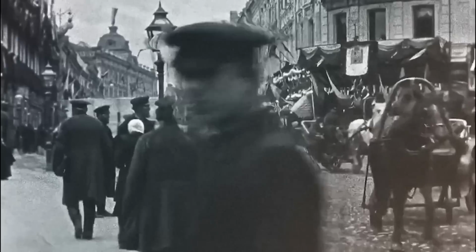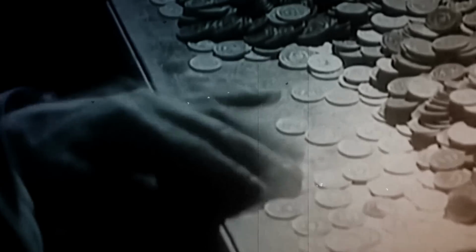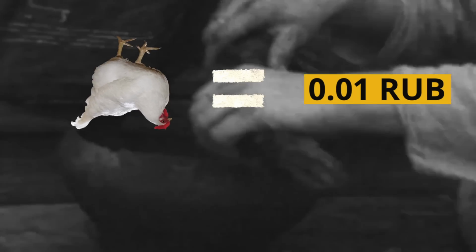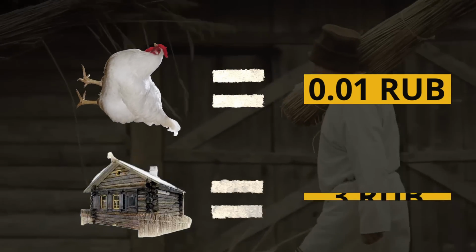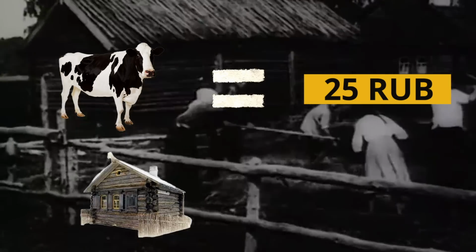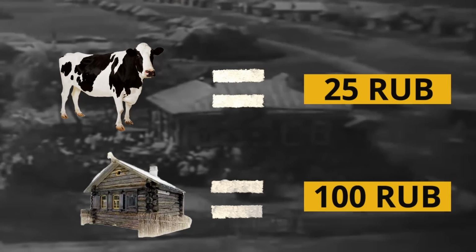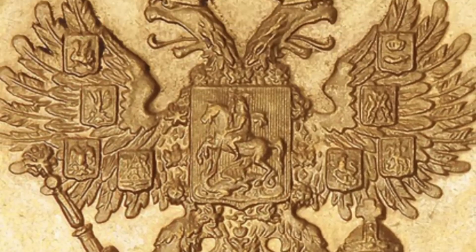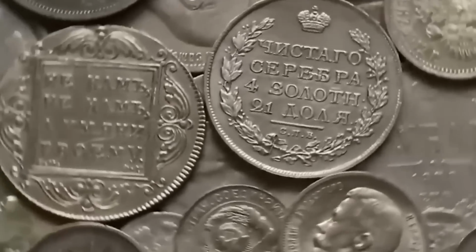Here's a way to get a sense of inflation. Back in the 18th century, a chicken cost a kopeck, which was about what a carpenter made in a day. You could buy a peasant hut for 3 rubles. Then, right before World War I, a cow cost 25 rubles and a village house 100 rubles. In general, even in the mighty empire, the ruble remained vulnerable.